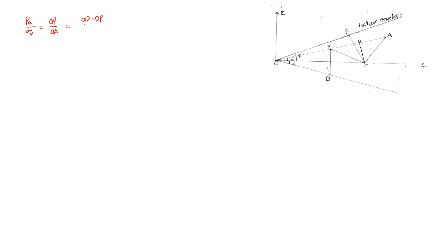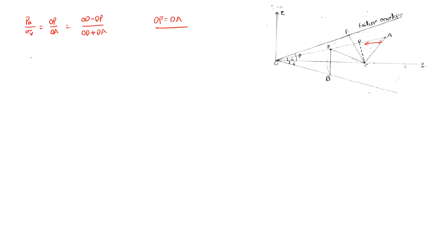Instead of OP, I am writing OD minus DP, divided by, instead of OA, I will write OD plus DA. You can observe here that OA is nothing but OD plus DA. This distance I am writing. So here OD is there, as well as DP and DA. We know that the D point is the middle point between A as well as P, so the distance from D to P and from D to A is the same. That's why I'm writing DP equals DA. Now we have to calculate the OD as well as DP values.